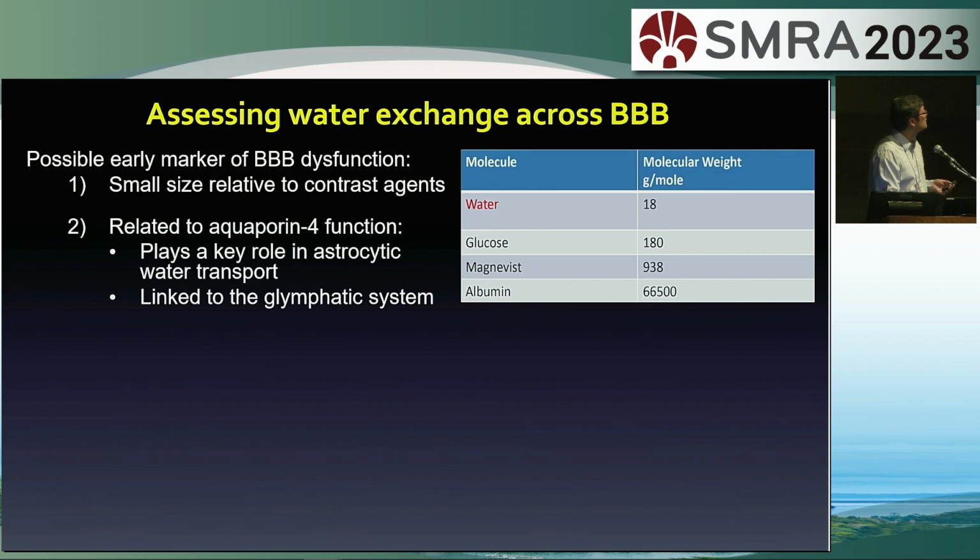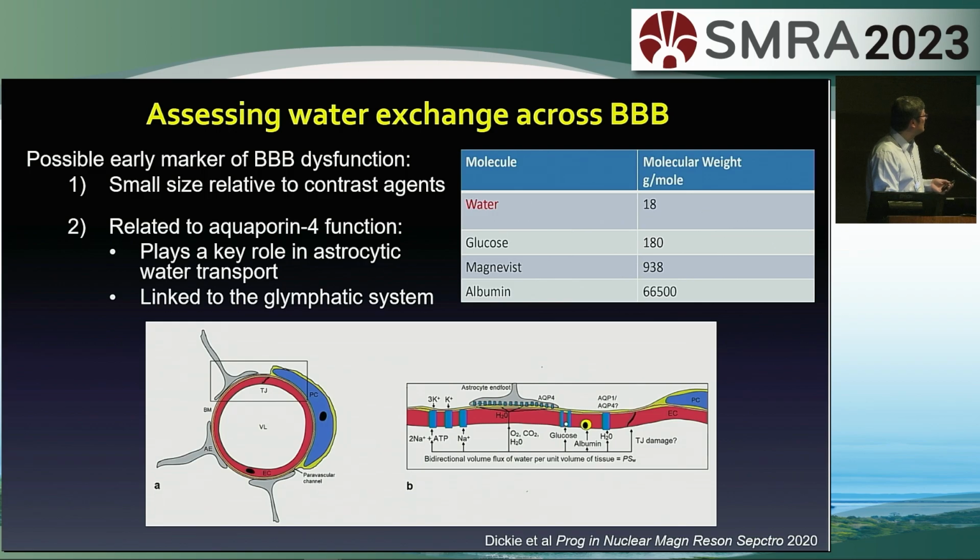Water is also a small molecule with a molecular weight of 18, compared to the GBCAs. Its place is related to aquaporin 4 function, which plays a key role in the lymphatic system. So this is a magnified view of the BBB.